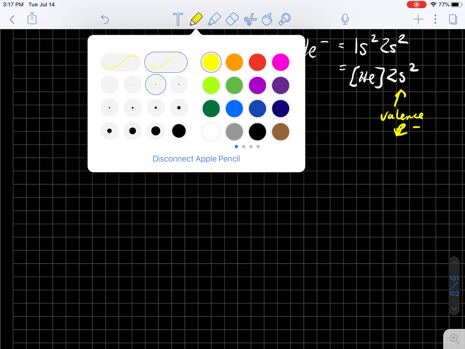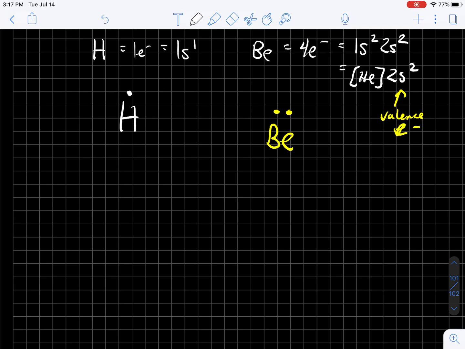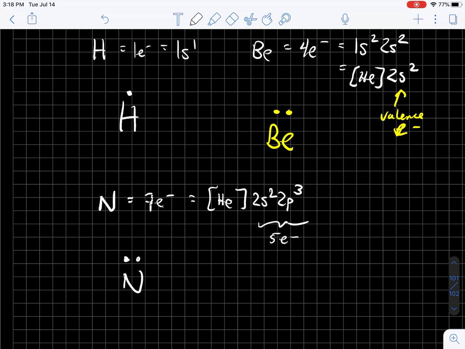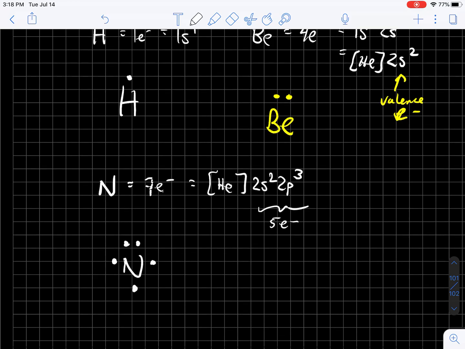Let's try another one. All right, suppose I have nitrogen. Nitrogen has 7 electrons, and that is going to be a helium core, 2s2, 2p3 configuration. So I have these 5 valence electrons right here. I'm going to put them around the nitrogen, 2 for the s shell, 1 with the px, 1 with the py, 1 with the pz, according to Hund's rule, spreading them out. So there's the electron dot for nitrogen.